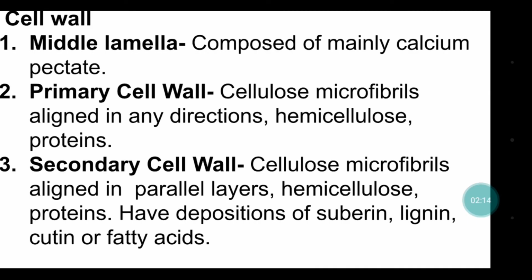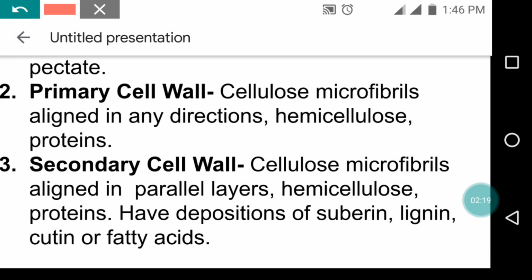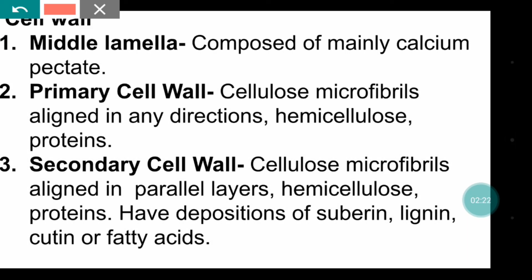Here we can see clearly the three layers of the cell wall. The first one is the middle lamella. It is composed mainly of calcium pectate. Then the primary cell wall, where cellulose microfibrils are aligned in any direction.